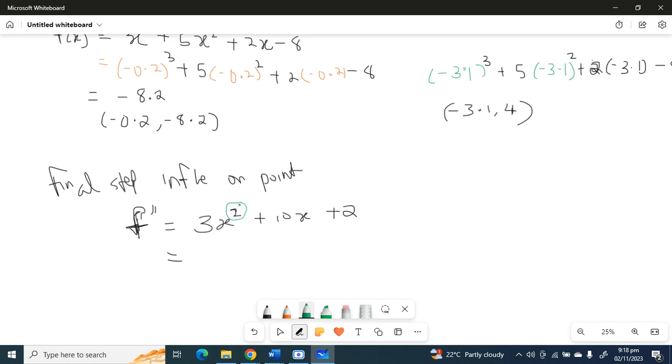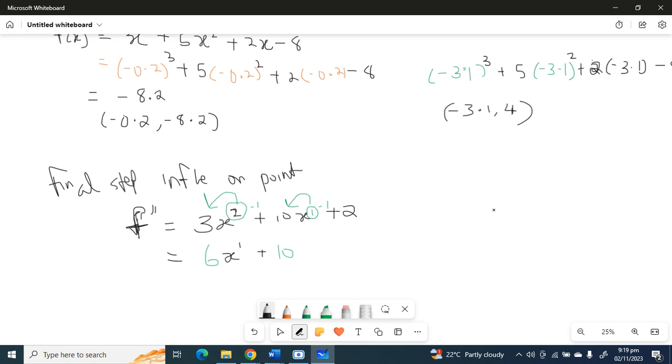Multiply the exponent with the coefficient. 2 times 3, that is 6. Subtract 1 from the exponent, you remain with 6x to the power 1. Okay. For 10x, x to the power 1, so 1 times 10, that is 10, minus 1. x to the power 0 is 1. So this is our second derivative.